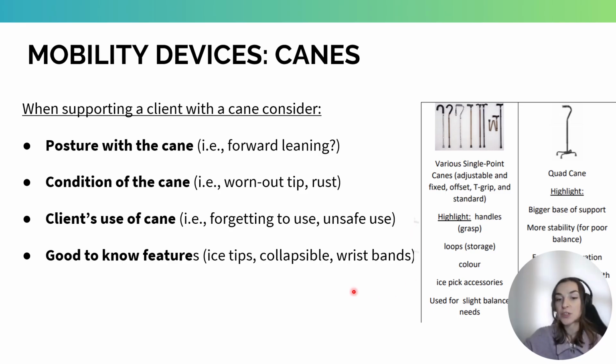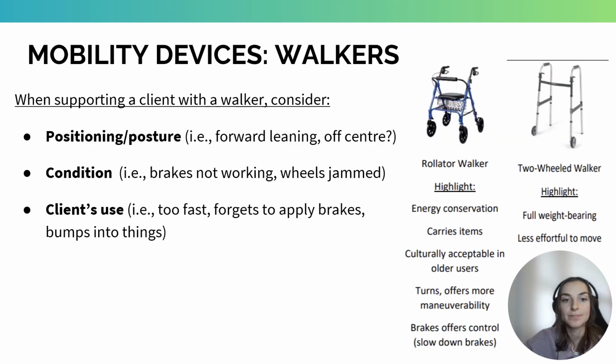And some good to know features about canes is that in the winter, there are ice tips for the bottom that can provide more traction. Some canes are collapsible, and some canes also have wristbands so they can be carried around easier.